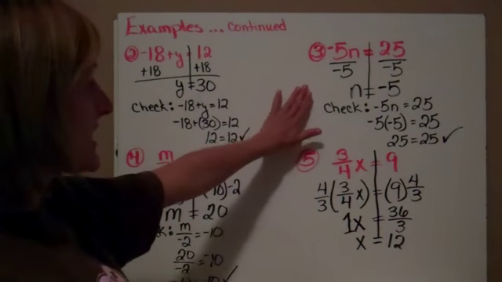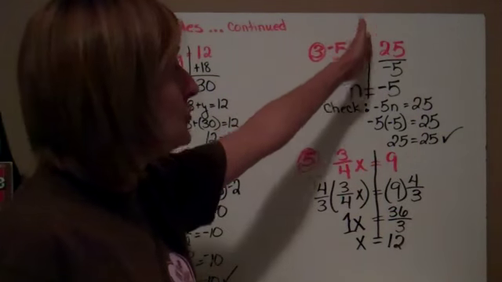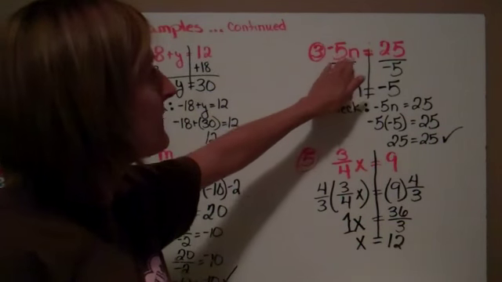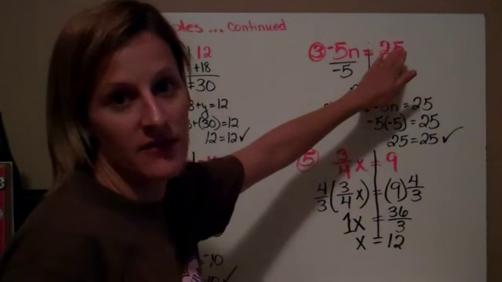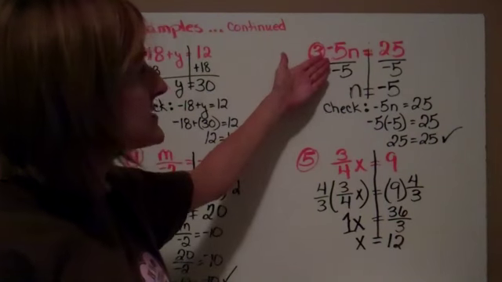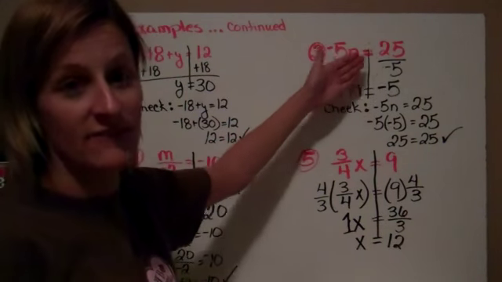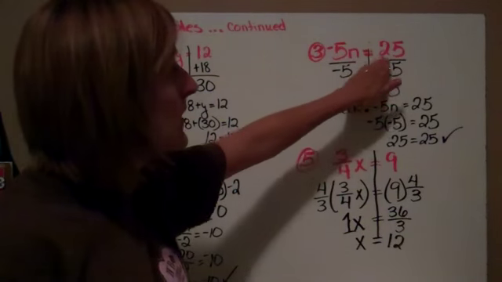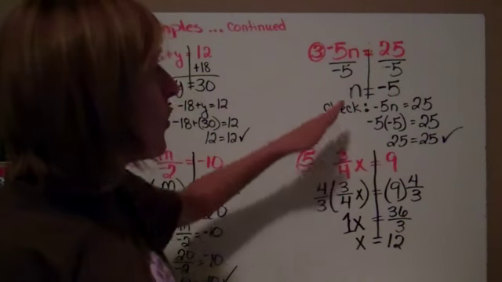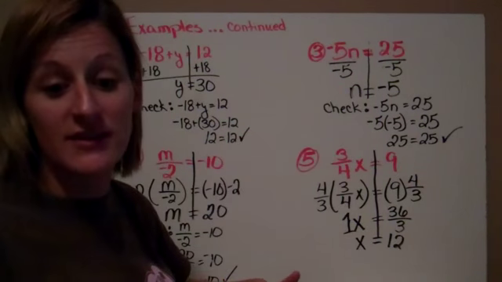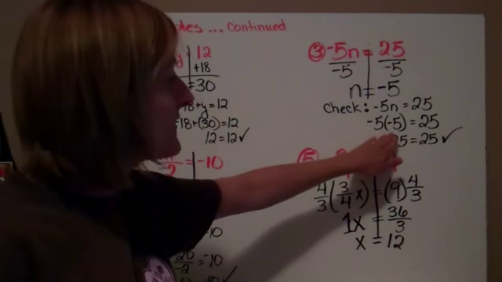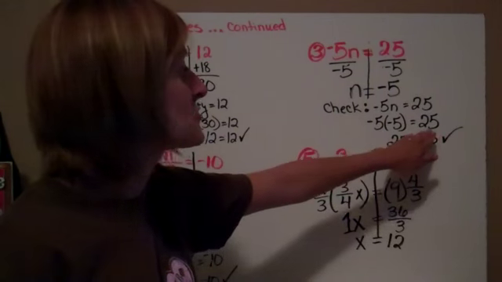This third one, I do my line so I know which side of the equation's which. Now I have negative 5 times n equals 25. Remember, the opposite of multiplication is division. So I've got to undo this. I need to divide each side by a negative 5. Now notice, 25 divided by negative 5 is negative 5. So all I need to do to know if my answer is correct is plug in negative 5 for n. So we do negative 5 times negative 5, and we know that is 25.